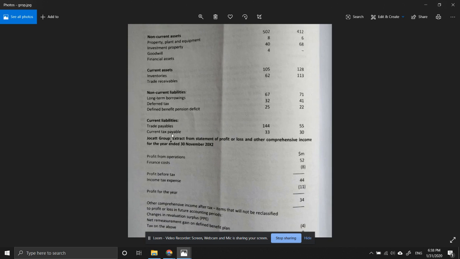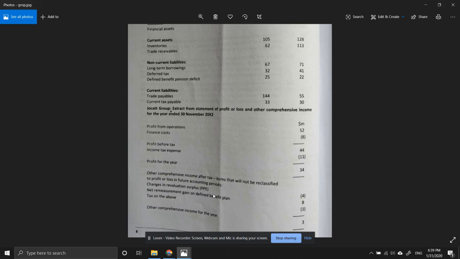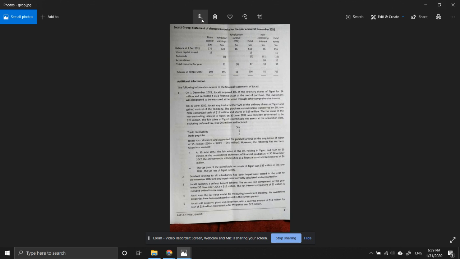Trade payables, current tax payables, and then SOPL: profit from operations is 52, finance cost is 8, and after that profit before tax is 44, tax expense is 11. Okay, so we do have PPE revaluation of 4, and then net measurement gain on defined benefit plan 8 is also there, and then tax on above is also there. Okay, so let's look at this as well.